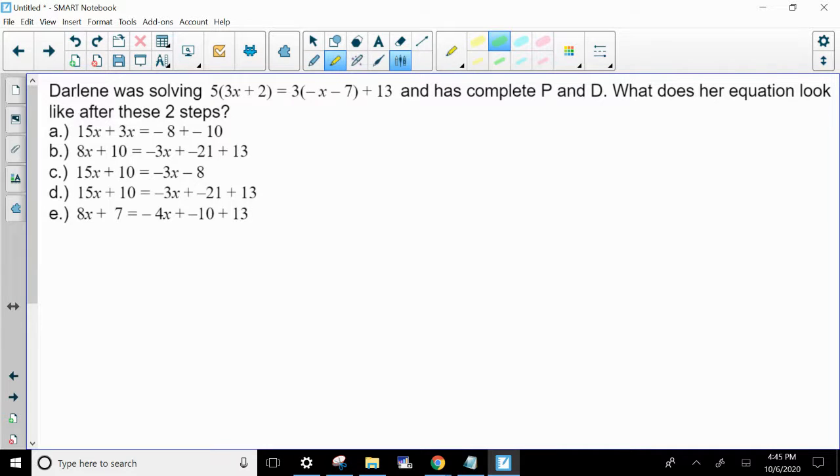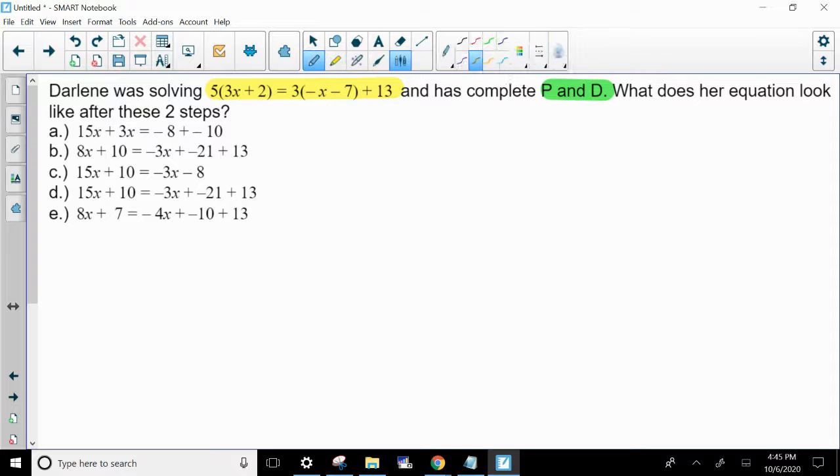Well, I like to highlight things. I want to make sure that we are clear for what we are working with. All right, and there's our equation. And then it's really important to always note when you're doing these problems what you need to do. And all they're asking us to do here is to complete P and D of PEMDAS. All right, so we're just going to be doing those steps, and then we're going to figure out what her equation looks like after these two steps.